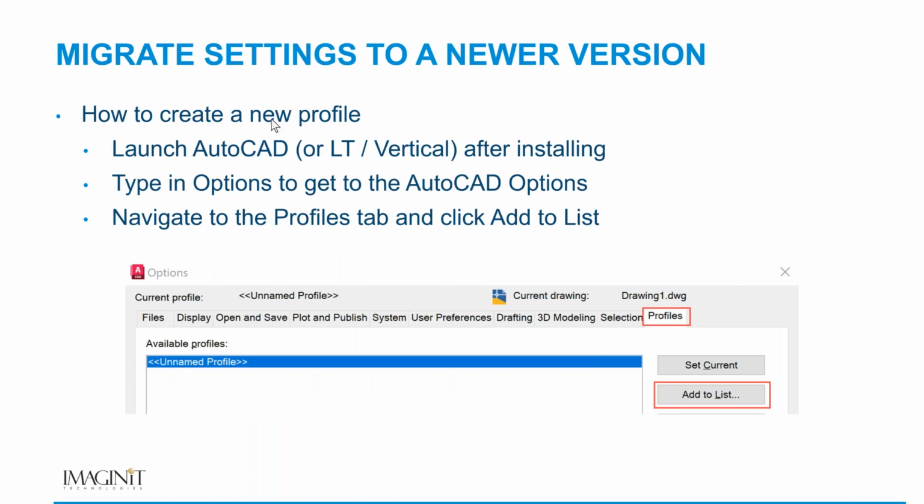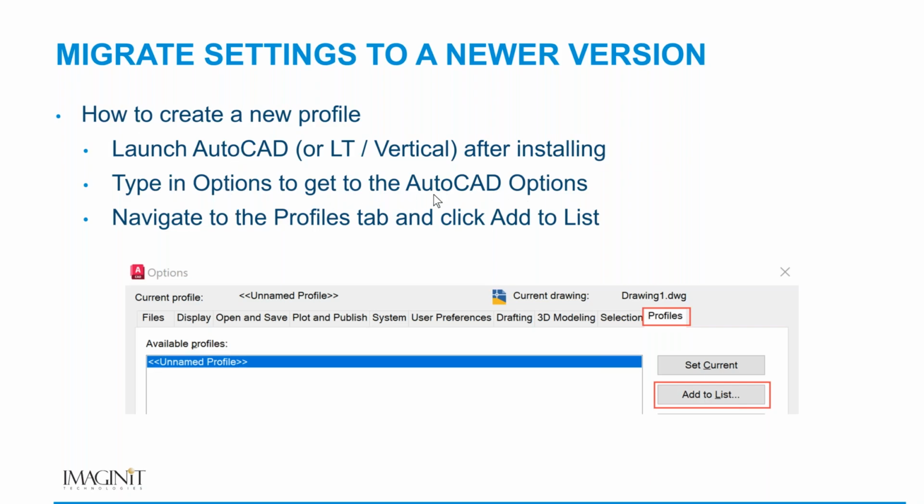So how to create a new profile. This is this ARG right here. You launch AutoCAD or LT or the vertical. How do you fix it again? Do you reinstall? Nope, we'll talk about that. So we type in options. And when we talk about that, this is the same thing that we're going to talk about, how we reset things back to the default so that you can go through and fix it the right way.